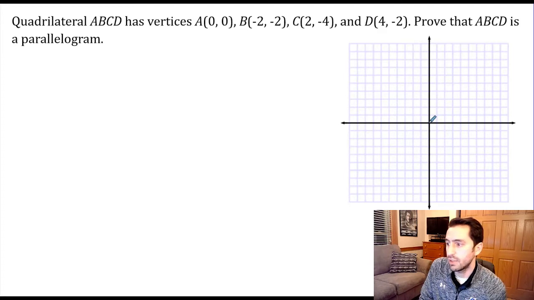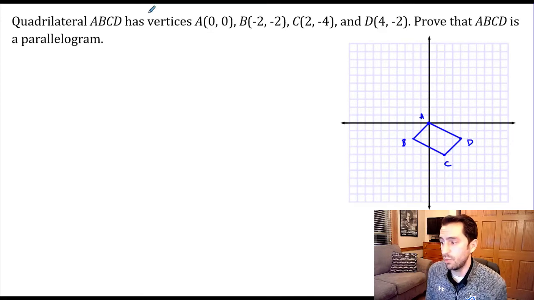So let's start by graphing this. We have A at the origin (0, 0). B is at (-2, -2). C is at (2, -4): 1, 2, 3, 4. And then the last point, D, is at (4, -2): 1, 2, 3, 4, and -2. So this was A, B, C, and D, and I will connect these together to create our quadrilateral.